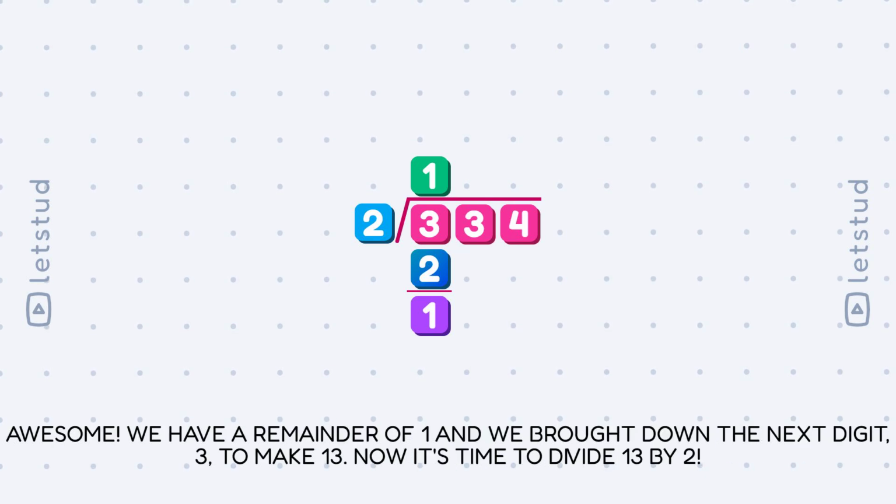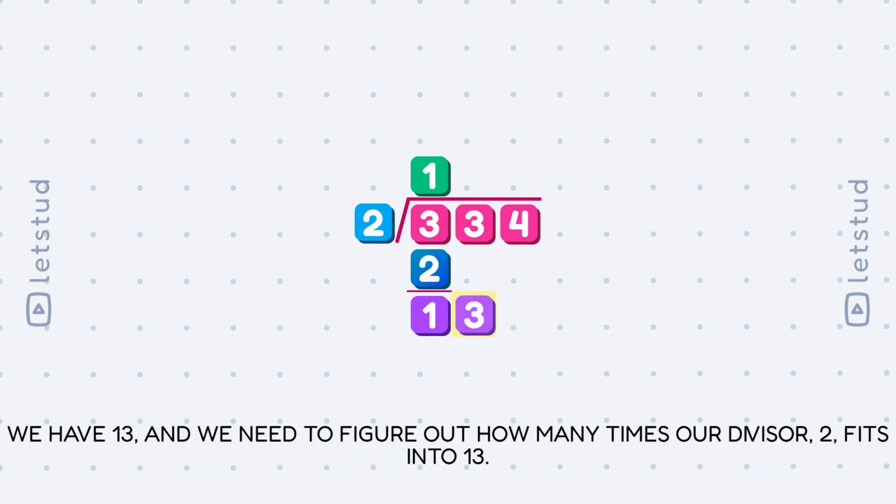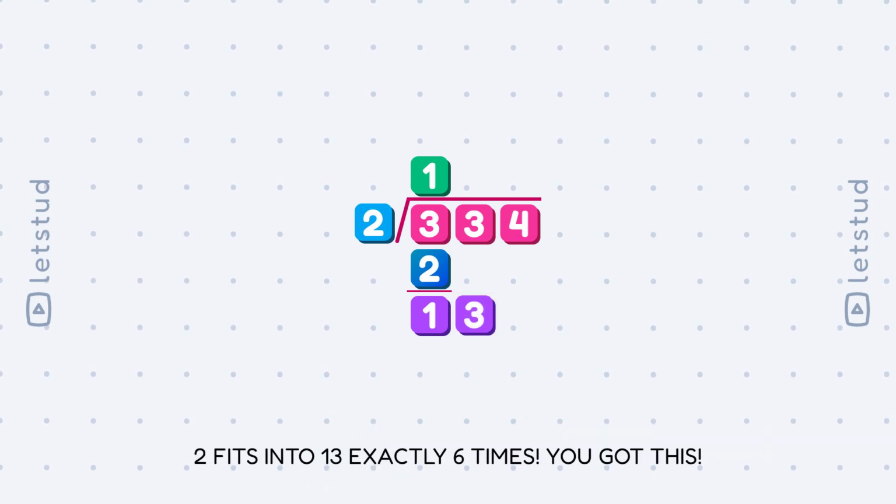Awesome! We have a remainder of 1, and we brought down the next digit, 3, to make 13. Now it's time to divide 13 by 2. We have 13, and we need to figure out how many times our divisor, 2, fits into 13. 2 fits into 13 exactly 6 times.